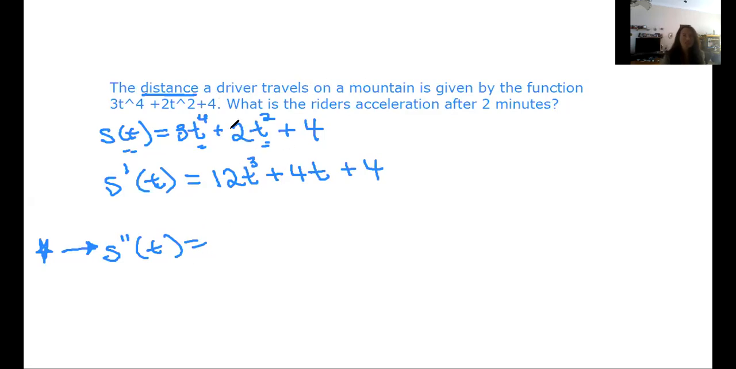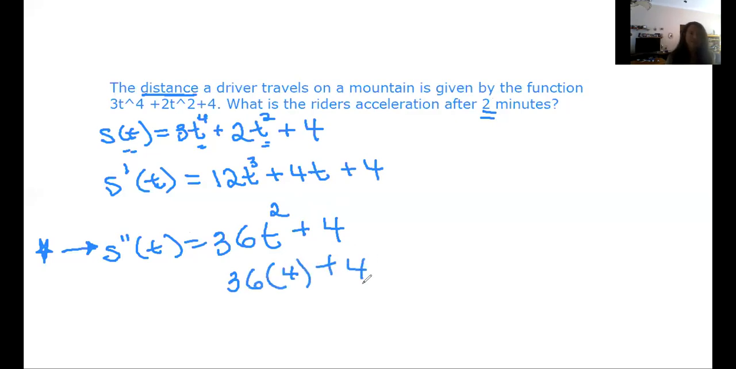All right, so given this, we found the derivative. Just check me, make sure I did everything right. Now I'm going to take the derivative of this and plug in 2 once I'm finished. So that's 36t squared plus 4. If it said, what is it going to be after 2 minutes, that's going to be 36 times 4 plus 4. It's not going to make sense, I don't think, so let's just redo it.